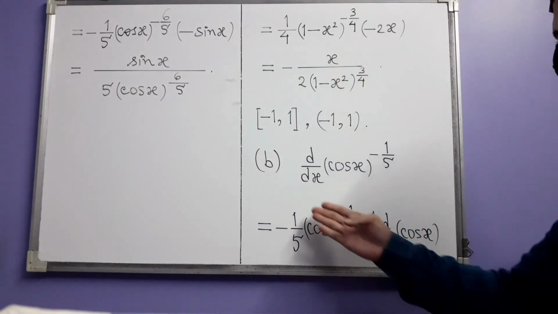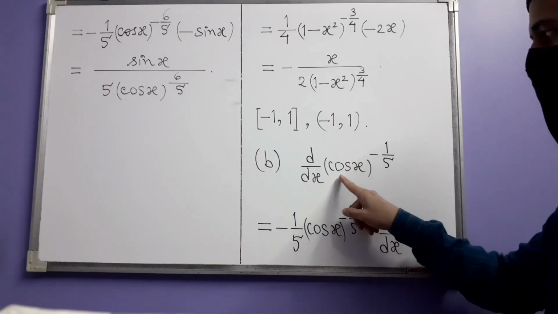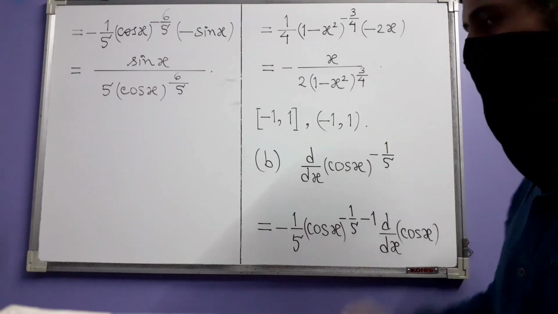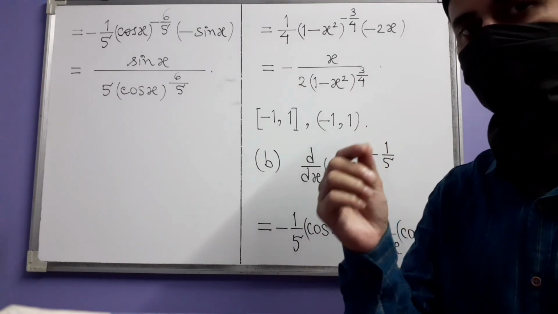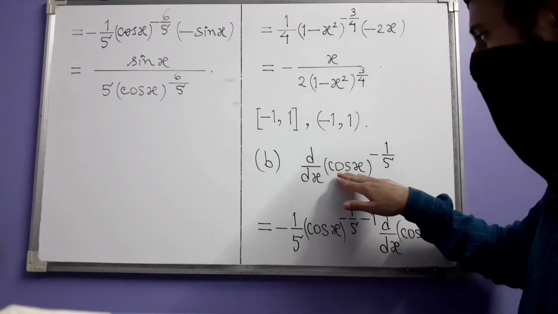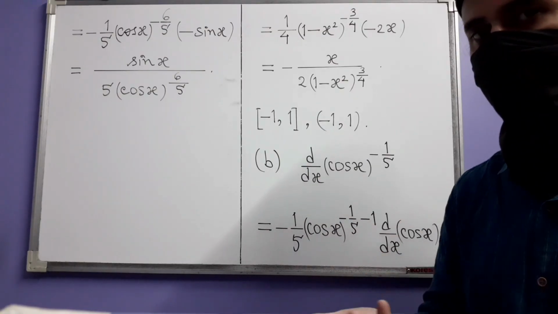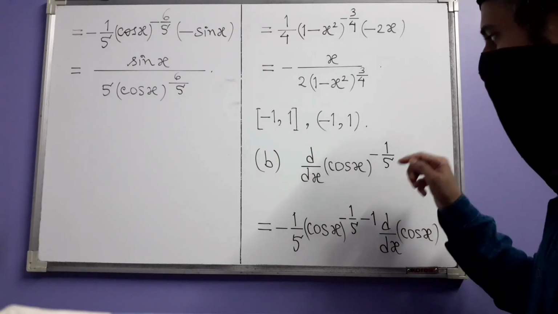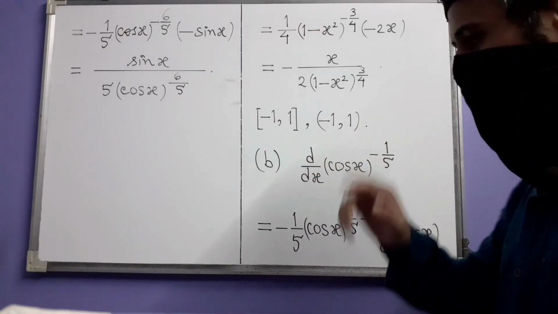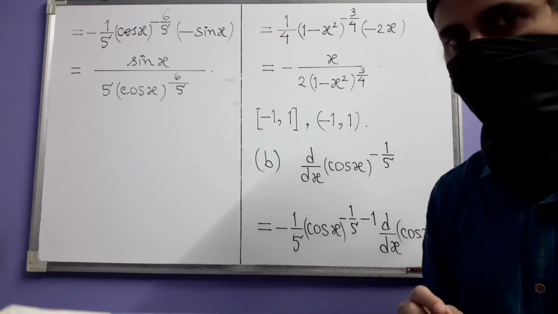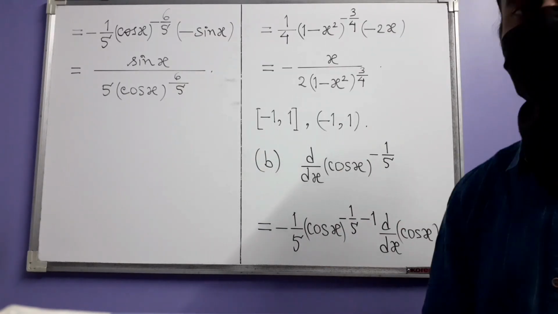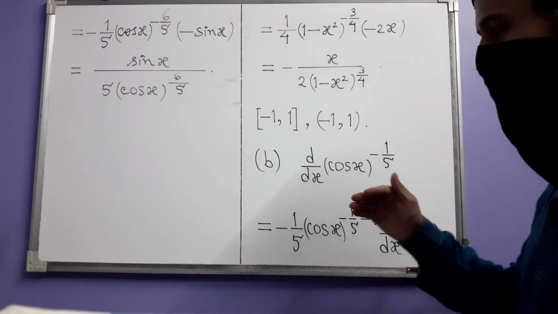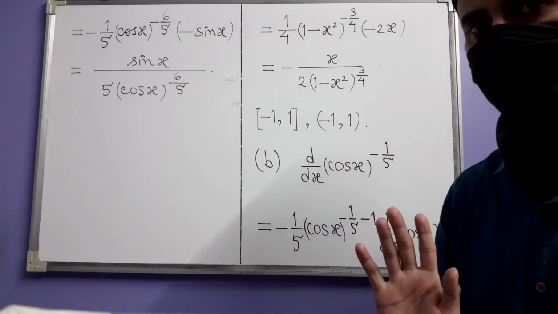And finally we have part B, where we are differentiating cos x to the power minus 1 divided by 5, again of the form u to the power n, where n is the rational number minus 1 divided by 5, and u is this function of x, the cosine function, which is a differentiable function of course. But at the same time note that for this entire function u to the power n to be defined, cos x should not be equal to 0 because we have a negative exponent here. So actually this is just the reciprocal of cos x to the power 1 divided by 5.